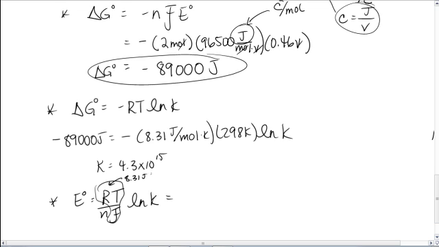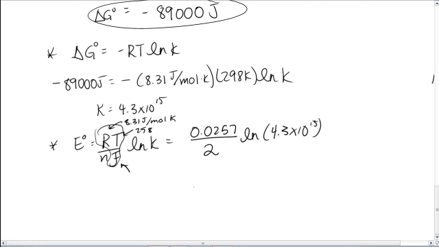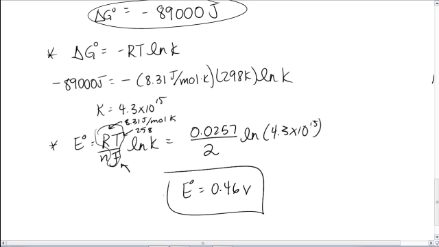8.31 joules per mole Kelvin. This is the 298 Kelvin. This is the 96,500. When you simplify that, it becomes 0.0257. You don't have to memorize it. 2 moles of electrons, natural log my K value. And what I get is E naught is equal to 0.46 volts, which just brought me back full circle. So I just wanted to show you how you can use those to go back and forth.